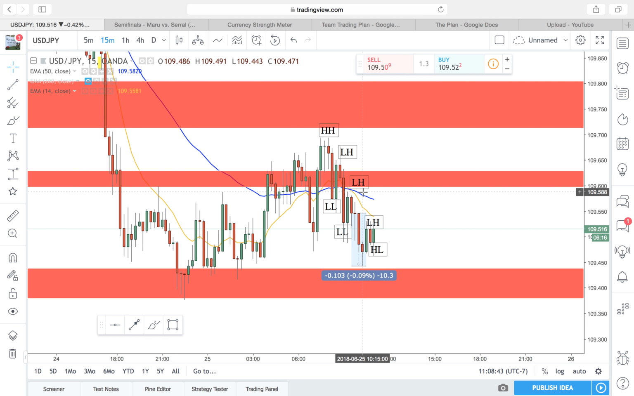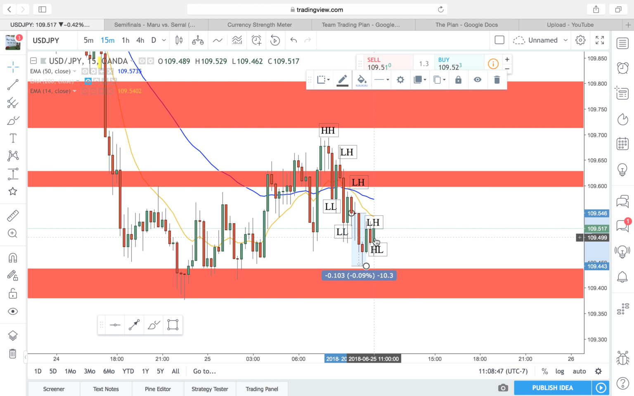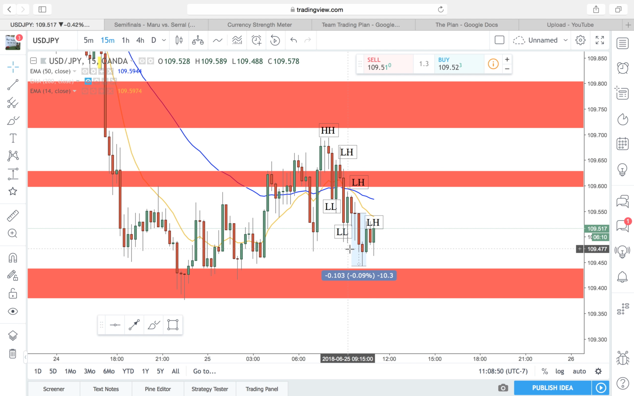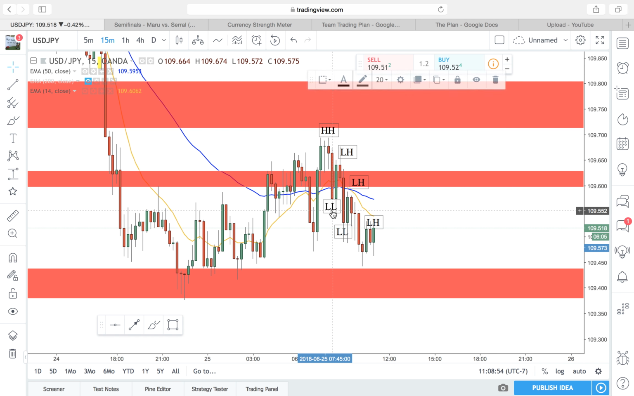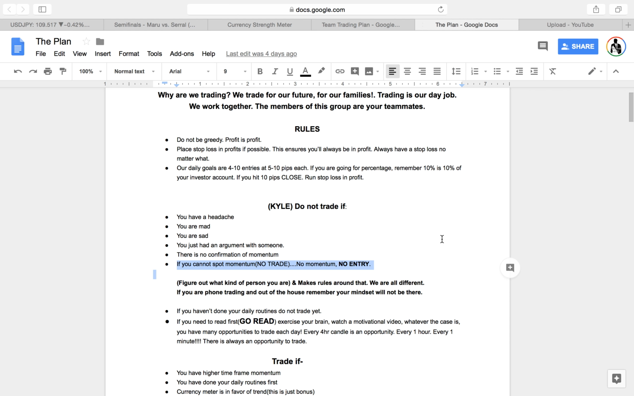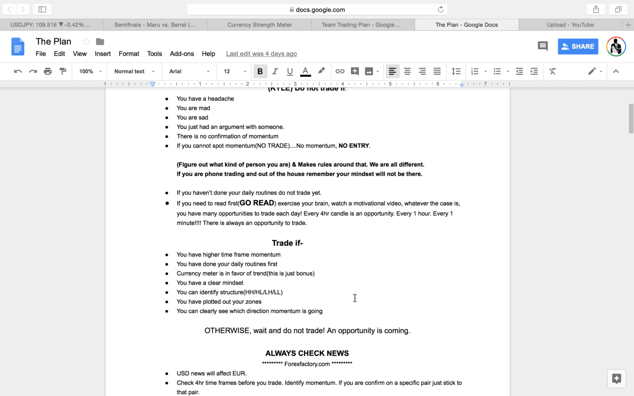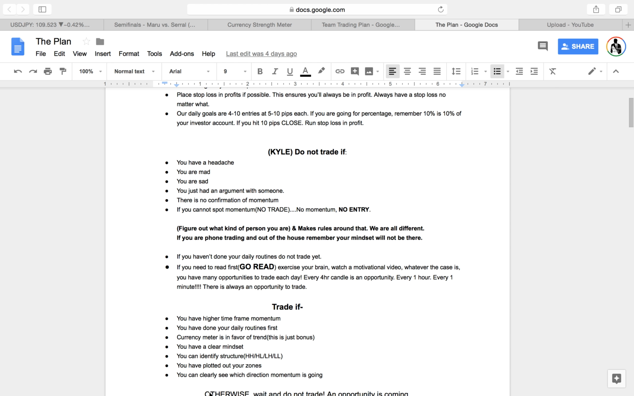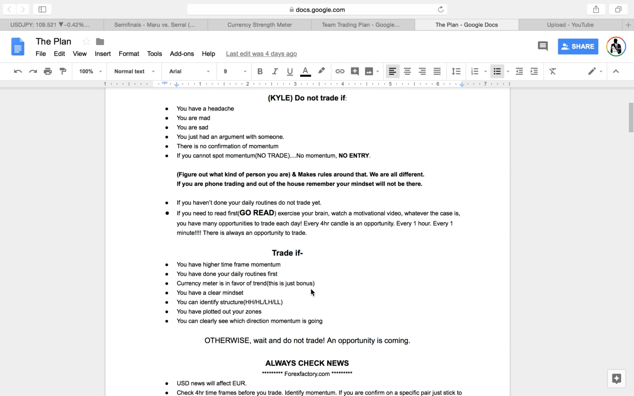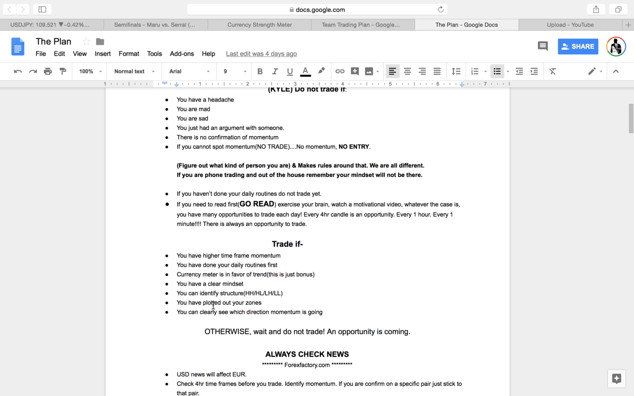So without going into too much other detail, like confusing you guys, right? The last thing I want to do is confuse you guys more because I don't know everything. I just know what I know and I know it works for me. But what works for you might not be what works for me. But that's why I have my trading plan based around momentum. Trade if you have higher time frame momentum. This is important. If you're part of my team, you kind of understand this better. But those of you watching on YouTube, you might be a little bit lost.